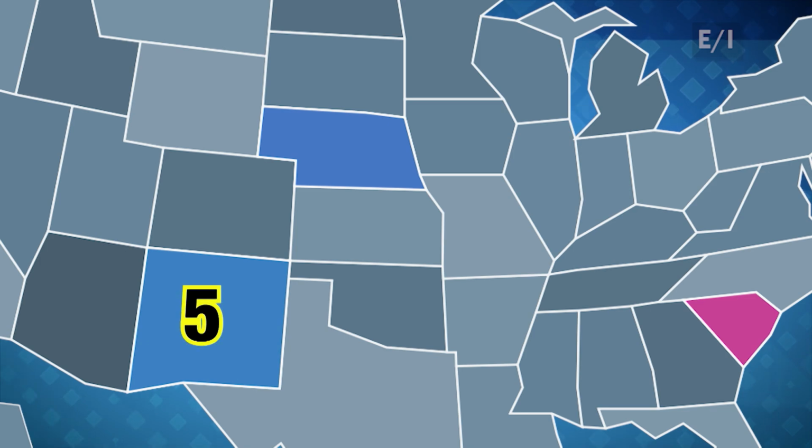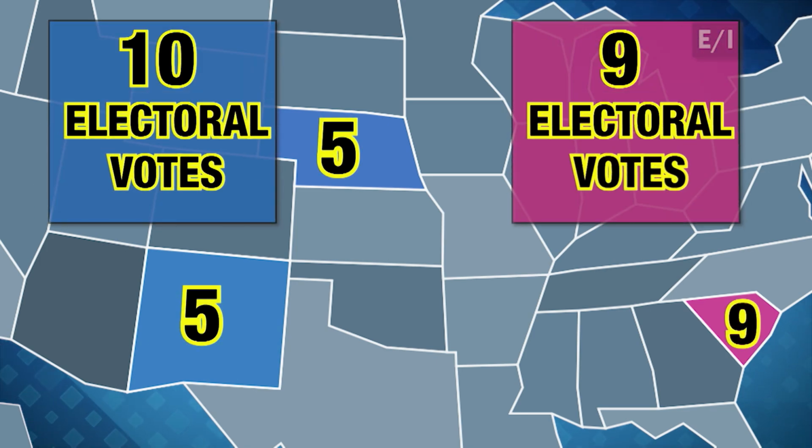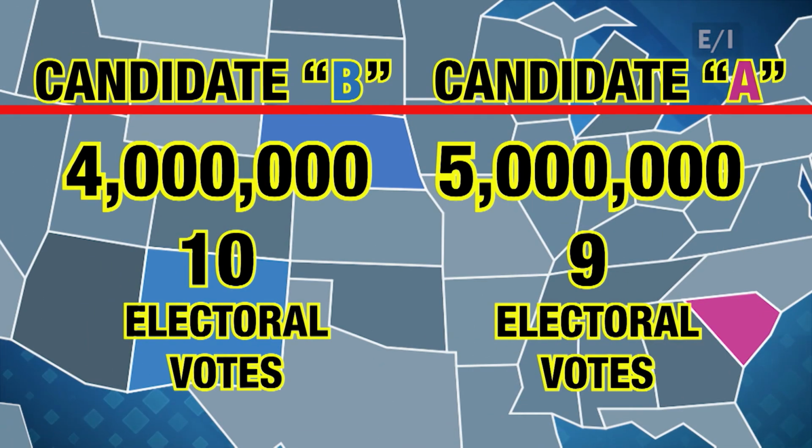But let's now look at the electoral votes. New Mexico and Nebraska each have 5, for a total of 10, but South Carolina only has 9. So here's an example of how candidate A can win the popular vote, but still lose the presidential election.